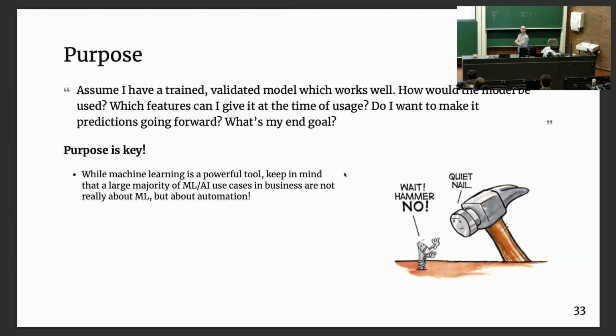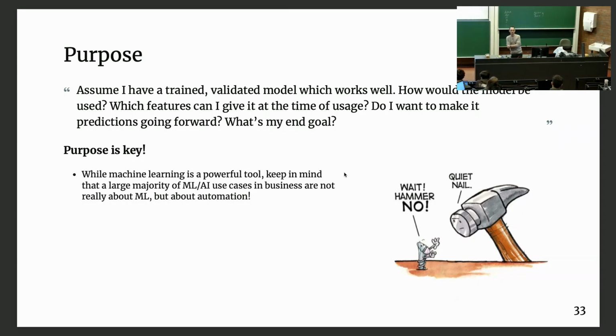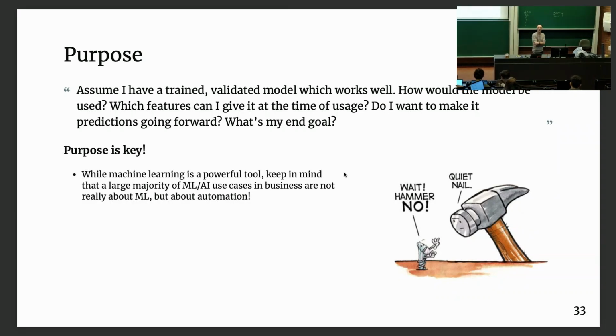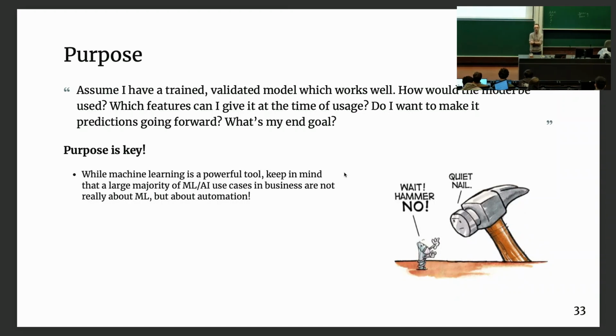How will this be used? What will you do with the predictions? Which features will you be able to give that model at the time of usage? And try to think from the production backwards to the pre-processing. Because if you know that you will not be able to utilize certain features, it doesn't make sense to already include them in your development cycle to begin with. And that's something that happens a lot.